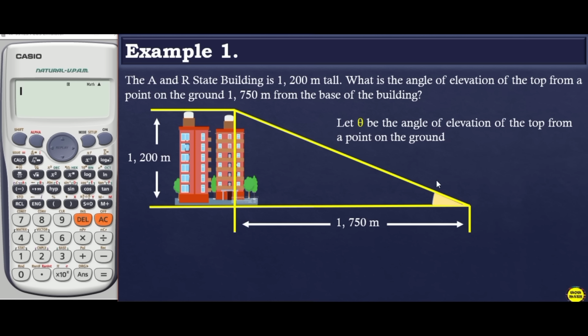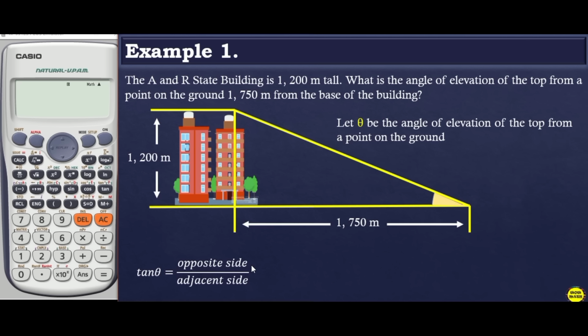So, ito yung ngayon na magsiserve as our theta, which is the angle of elevation from the top of the top from a point on the ground. So, ito po siya. Now, since ang given natin, identify natin yung given, ang given natin from this angle ay yung opposite niya, and then yung kanyang adjacent side. So, opposite side and adjacent side.